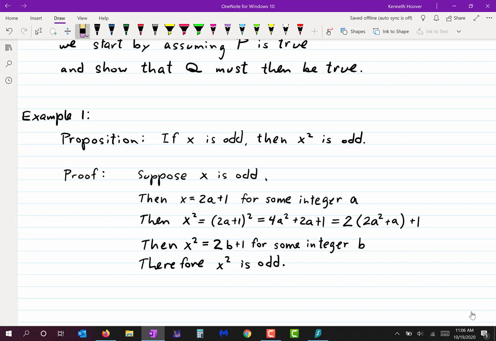We actually had the reasoning written down there already, so we're just going to put it back. Why do we know that x is then equal to 2a plus 1 for some integer a? Only one reason, because that's what the word odd means. So that is by definition of odd. Let's look at the next line. Why is that true? Well, that is true just using algebra.